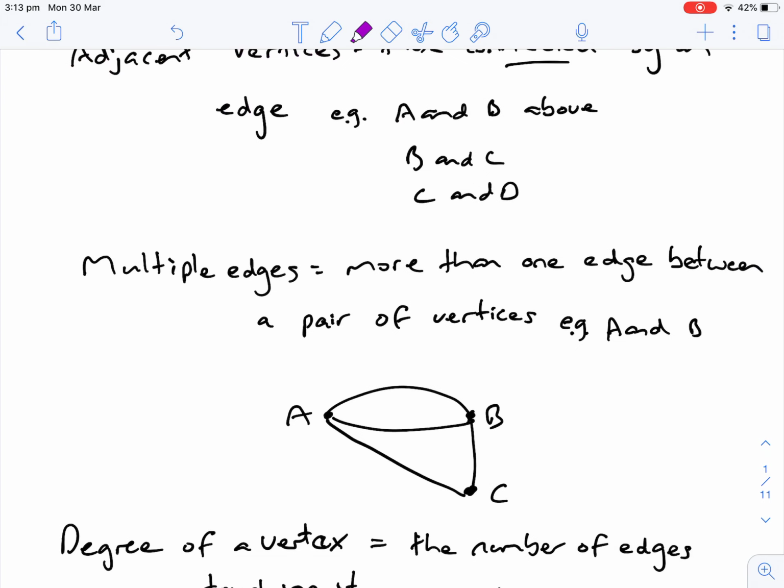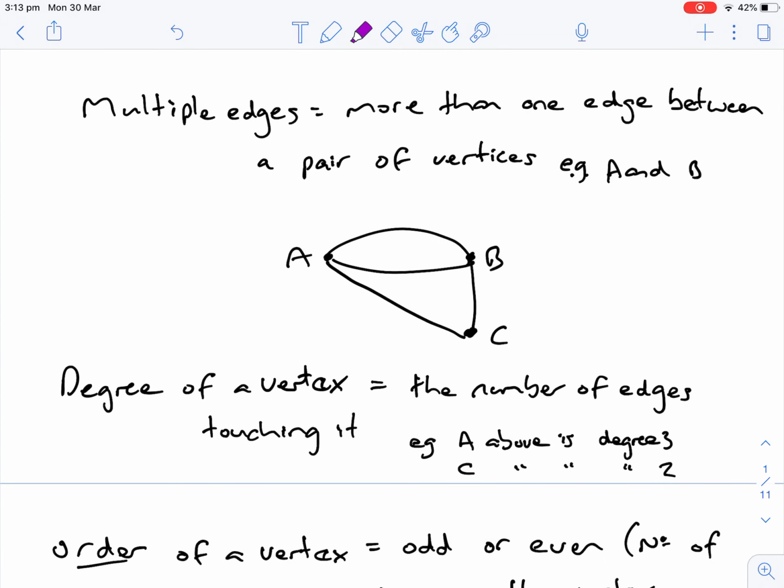Multi-edges are where we have more than one edge between one pair of vertices. Here you can see that the vertices A and B have multi-edges because I've got two edges that run in between them. C wouldn't be. It's got two edges coming in, but each edge is coming from a different vertex. So only A and B in that example have what we call multi-edges.